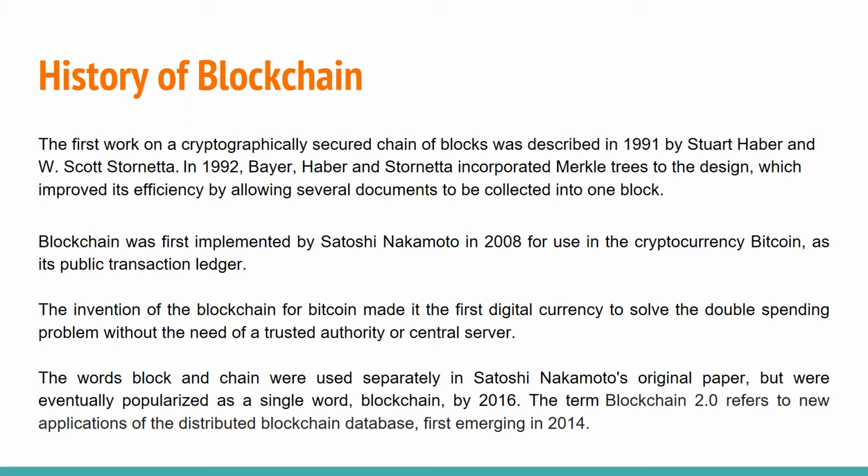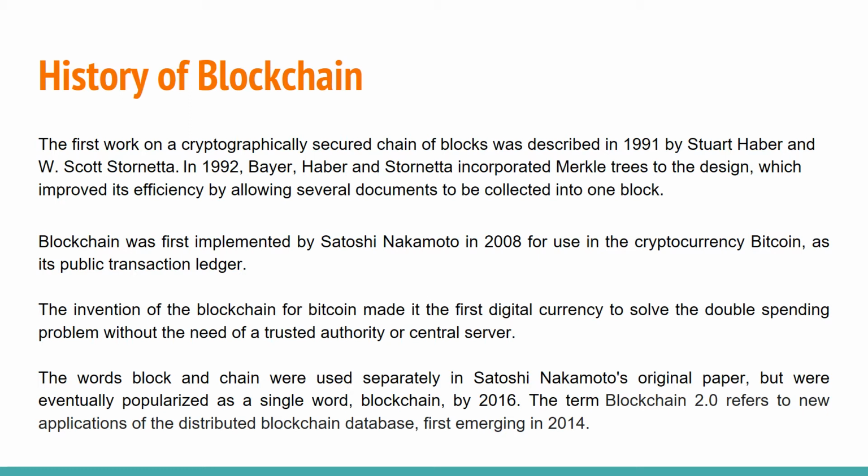Blockchain was implemented a long way ahead in 1991. The first work on a cryptographically secured chain of blocks was described in 1991 by Stuart Haber and W. Scott Stornetta. In 1992, Haber and Stornetta incorporated Merkle trees into the design with Bayer, which improved its technology and efficiency by allowing several documents to be collected into one block.